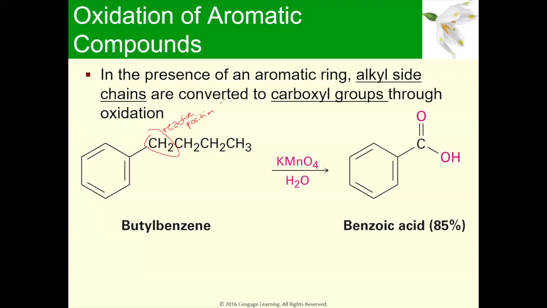And so you can convert those into carboxyl compounds, and in particular, it starts with benzoic acid. You can take it from there and convert it into other carboxyl type compounds. But you start by converting it into a carboxylic acid with the potassium permanganate in water.